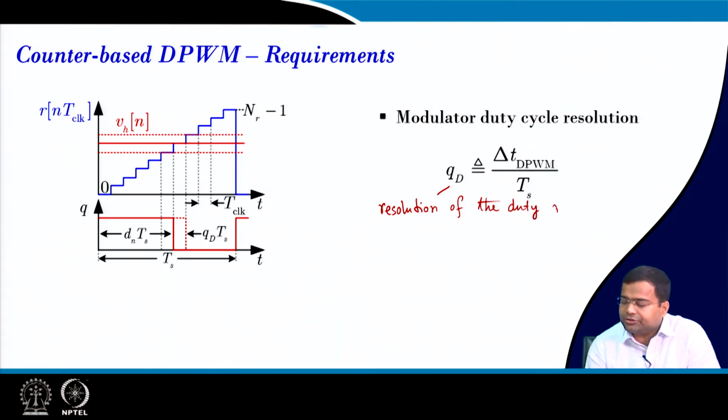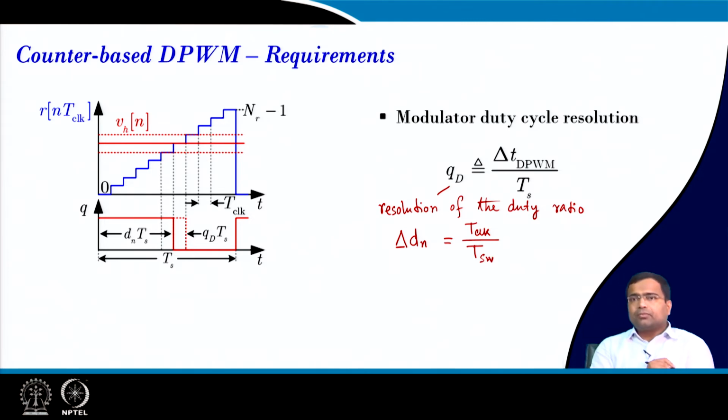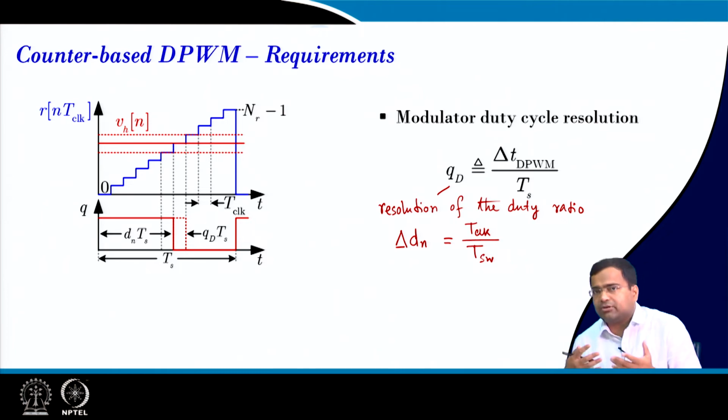Because if your duty ratio resolution is poor, then there are two problems. First of all, you will not be able to meet the voltage regulation requirement. That means the duty ratio resolution DN will be, what is the resolution? That means what resolution can you achieve? It will be the time period of the digital clock divided by the time period of the switching clock. Okay. So, if you take 100 times faster clock, then it will be 1 by 100 is the resolution. If you take 1000 times, so accordingly it will be selected.